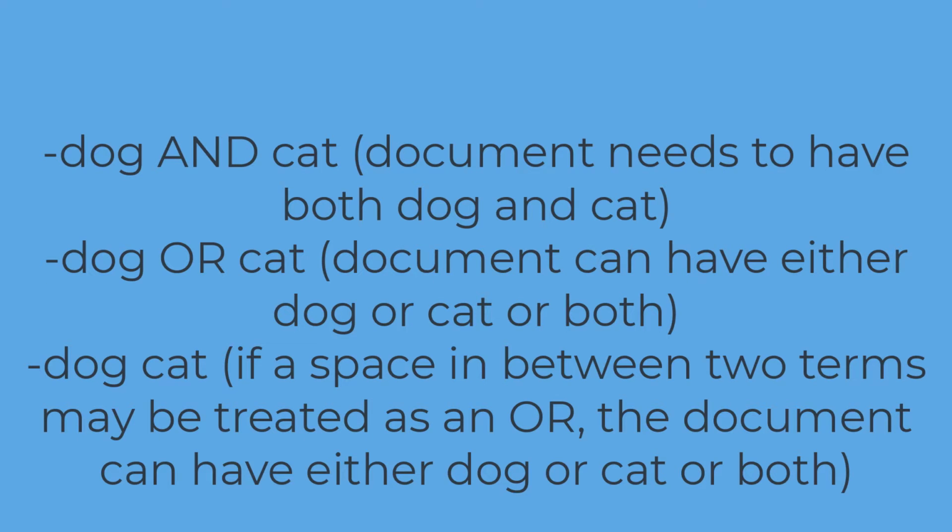Put an and between search terms to require that results need to have both terms. So if you put dog and cat, documents will need to have both terms dog and cat. If you put an or between search terms, a document can have either dog or cat or both. If you just leave a space between search terms like dog space cat, that may be treated as an or. So documents returned may have either dog or cat or both in the document.